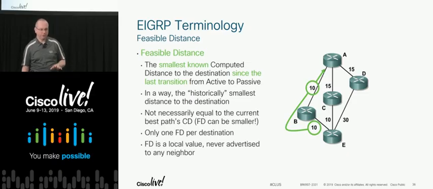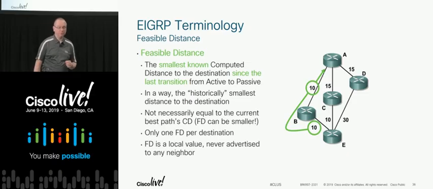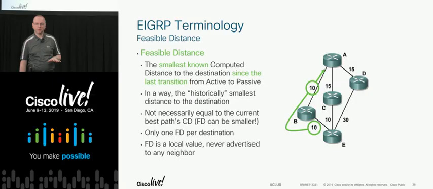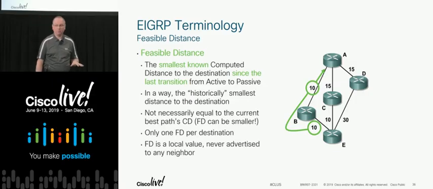You may be asking, why is this? Because it's used in the feasibility condition, and I'll show you later how this behavior works. Just keep in mind this: your feasible distance may not be the same as your current best distance, it may be different, maybe lower. And it's never sent to anybody, never, in no packet. It's a purely local value. You do not exchange it with anybody.